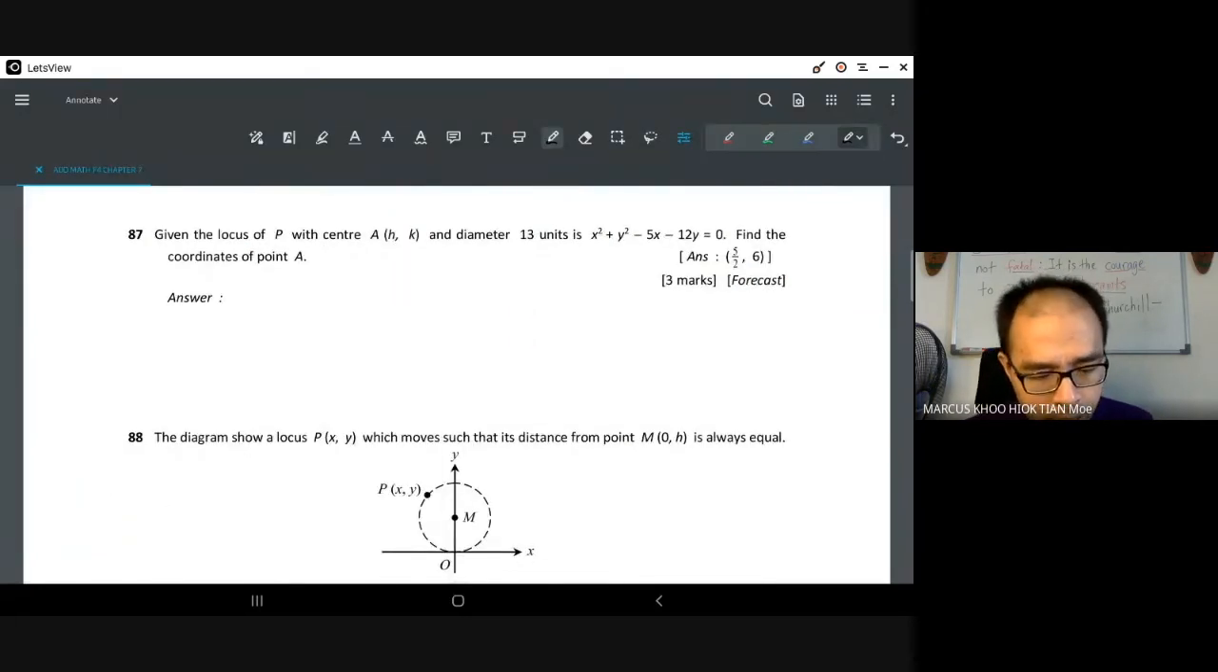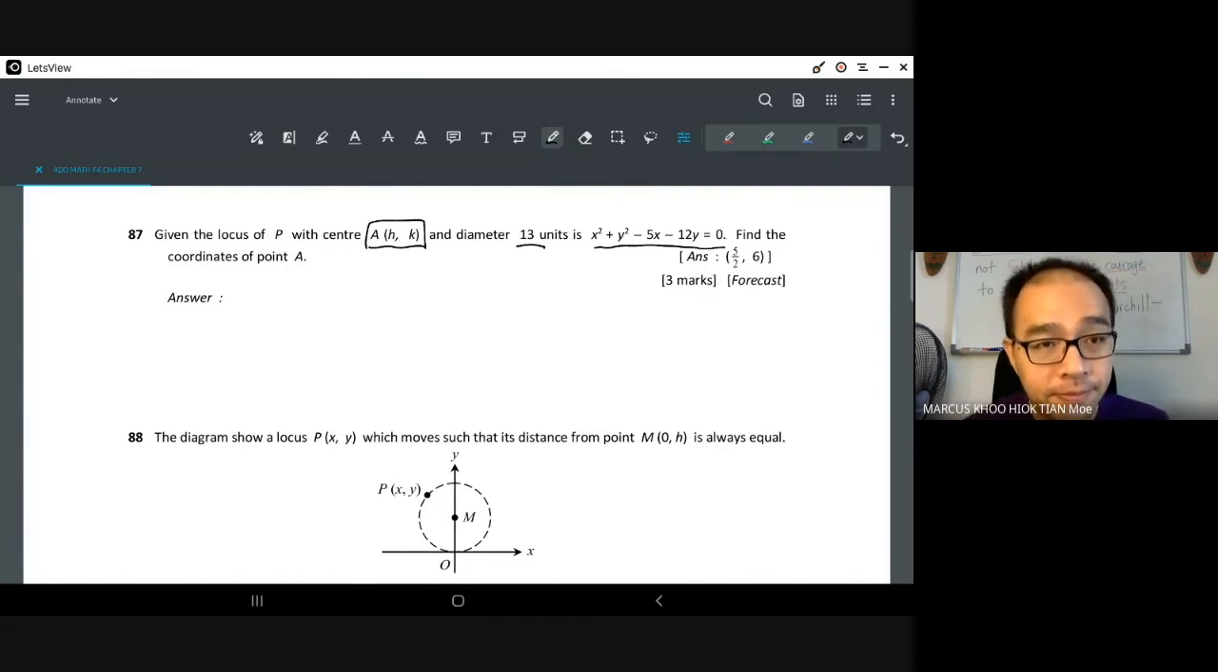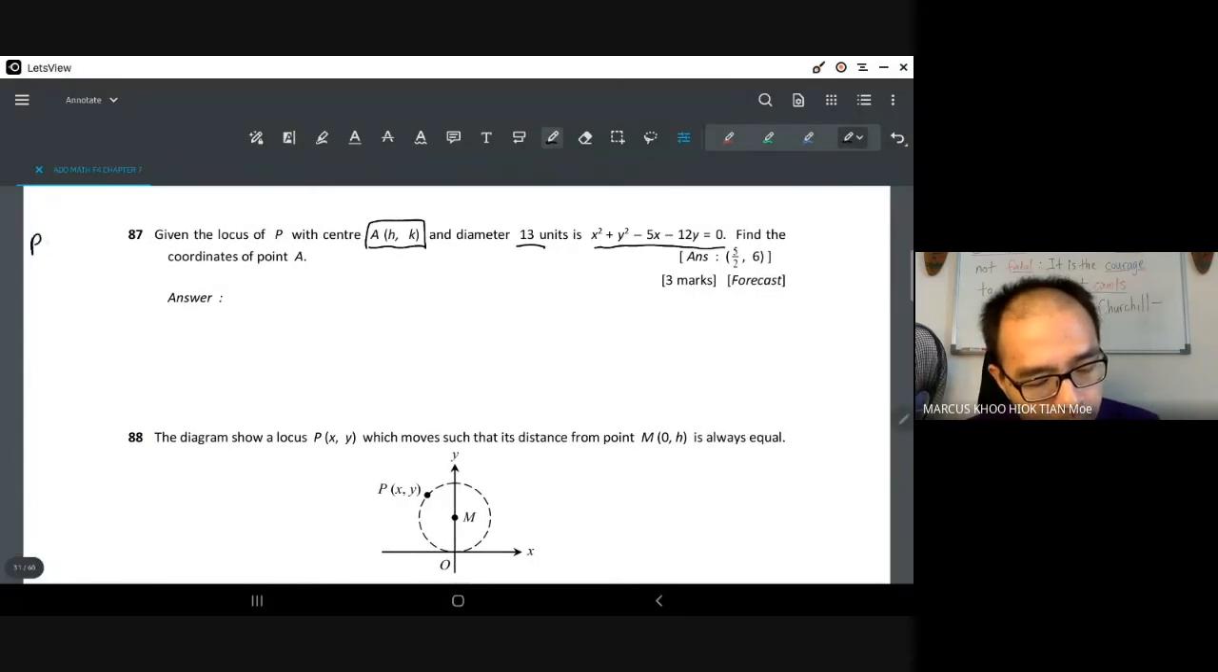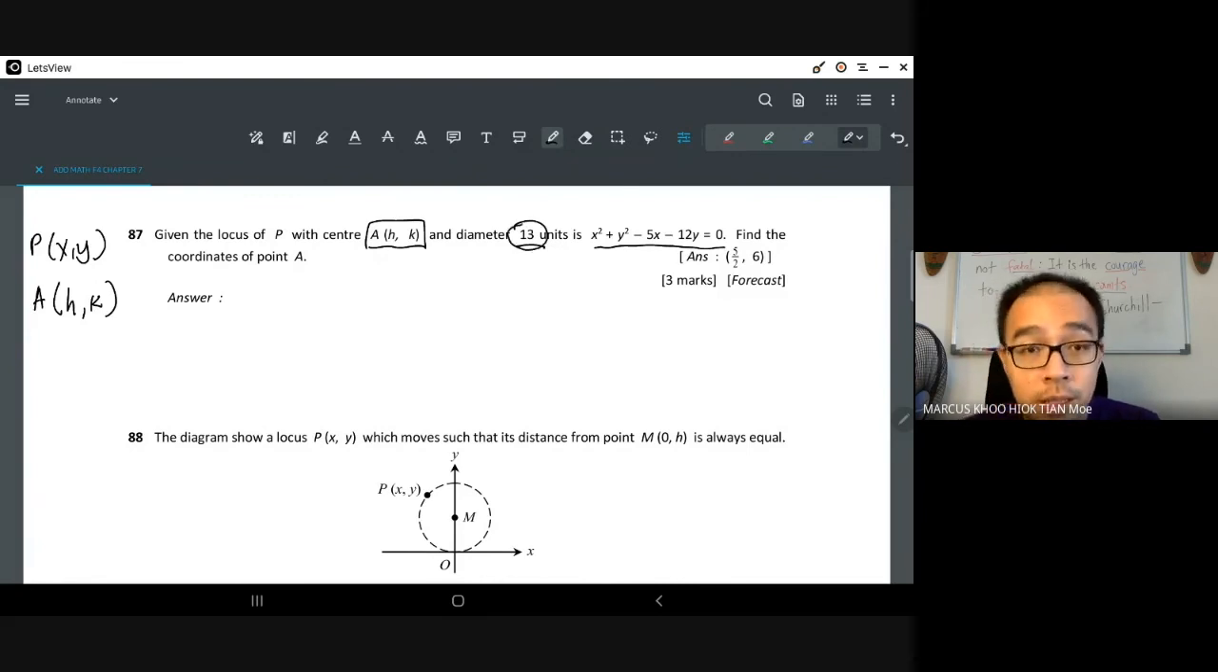Okay, let me look at this next question. Given the locus P with a center of A, H, K. So now they don't give you a center, they just say it is one. And the diameter 13 units is this one. Find the coordinates of point A. So bad, so evil. Let's put it inside first lah. First we're going to have the locus is P, X, Y. Our center, unfortunately, got no value lah, A, H, and K. So weird. Now they give you the diameter is 13 units.